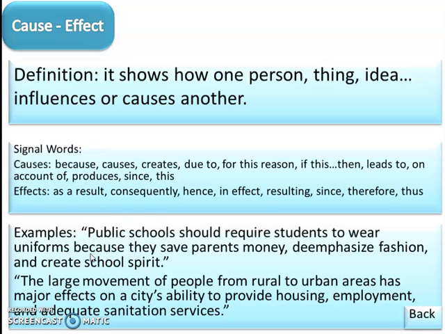That's an example. Public schools should require students to wear uniforms because they save parents money, de-emphasize fashion, and create school spirit. So here we have the causes and we have the effect. So in this sentence I have causes and effect, so it's called cause effect.